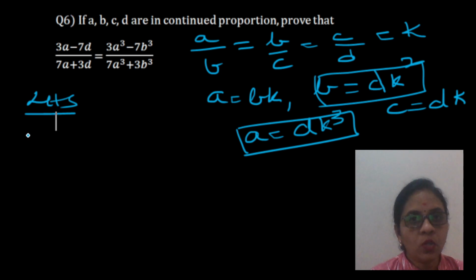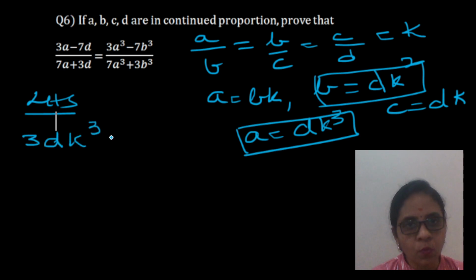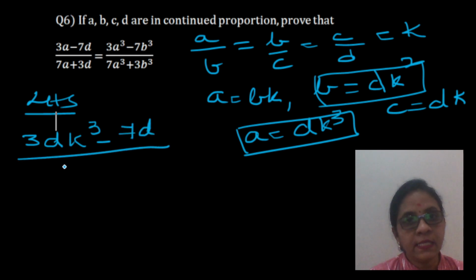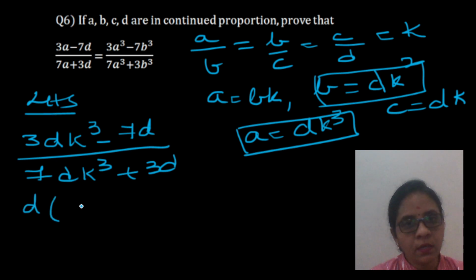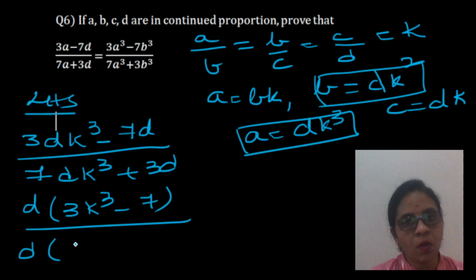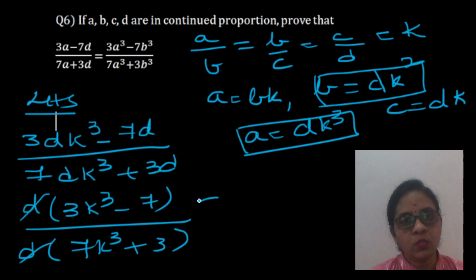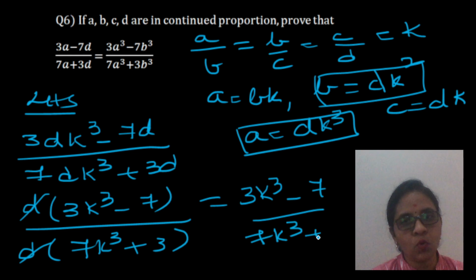So 3a minus 7d. 3a is dk cube minus 7d. d is d only by 7a. Again, a is dk cube plus 3d. Take out d common, 3k cube minus 7 by, take out d common, 7k cube plus 3. d and d gets cancelled. So it is 3k cube minus 7 by 7k cube plus 3. This is the LHS.